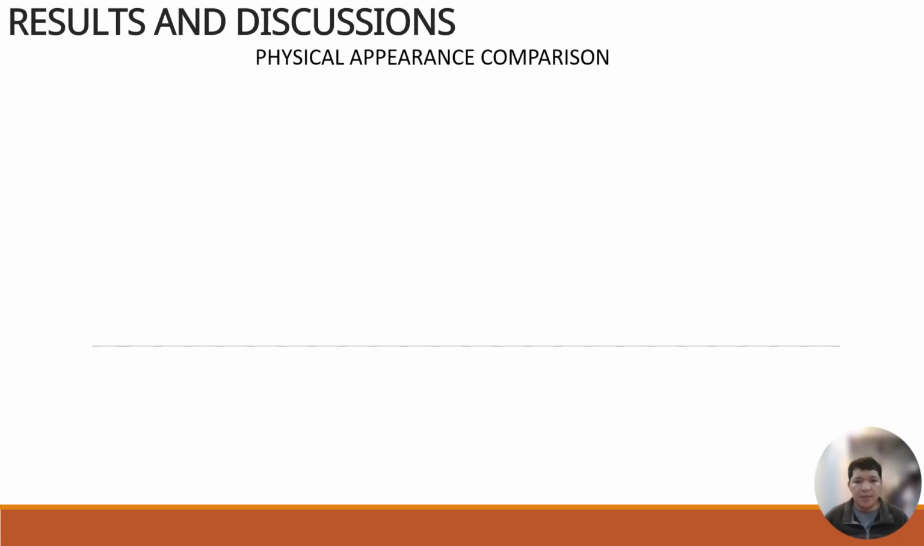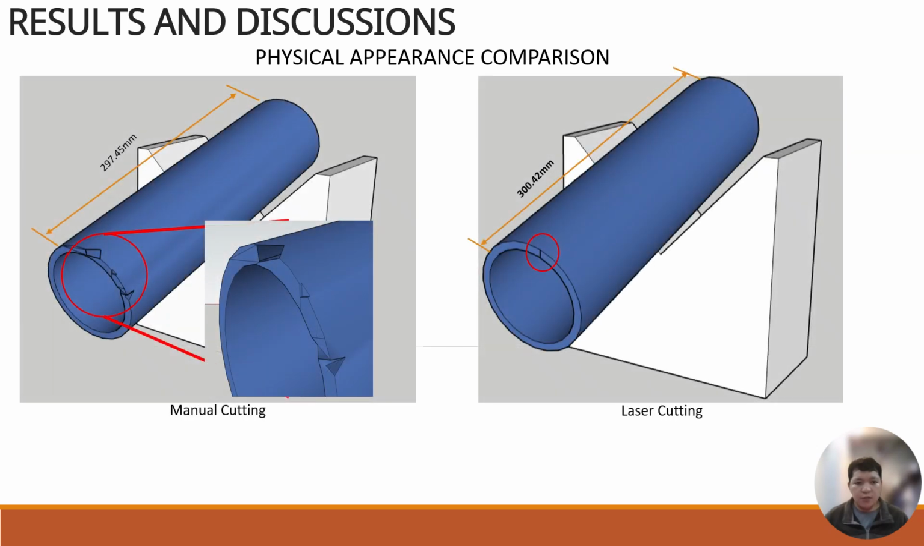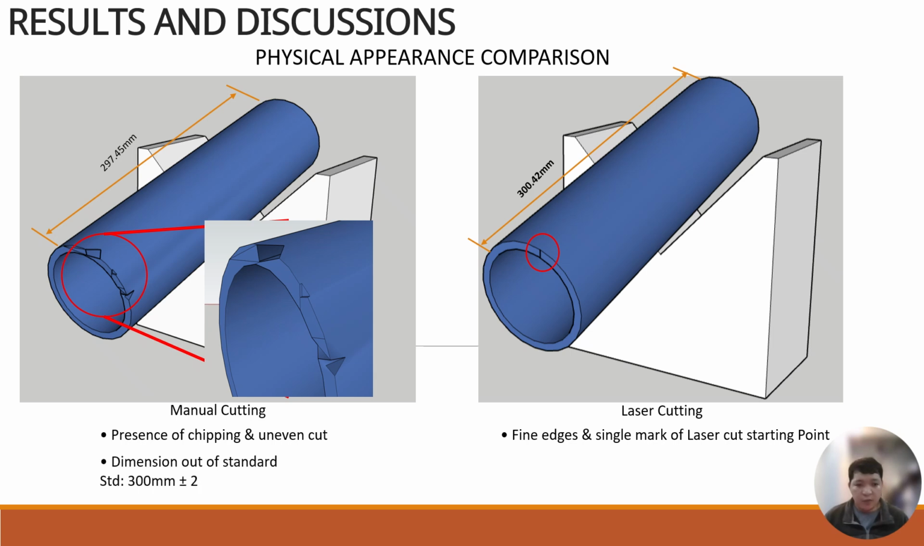Next is the physical appearance comparison. So for the manual versus the laser cutting, as we can see on the image, the presence of chipping and uneven cut is visible on the manual cutting, while on the laser cutting, fine edges and single marks of the laser cut is only visible on the image or the actual.